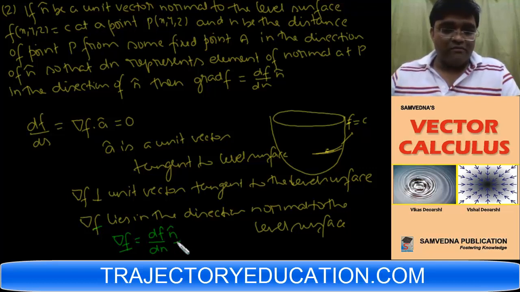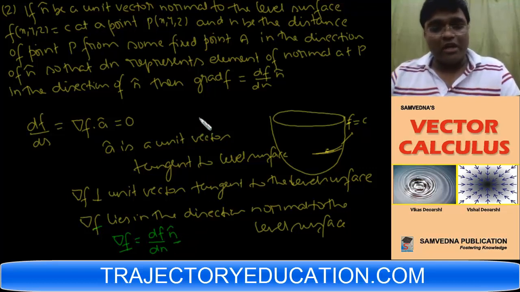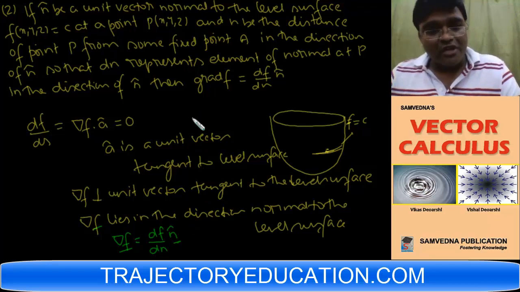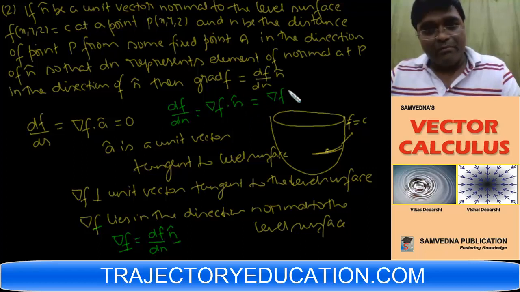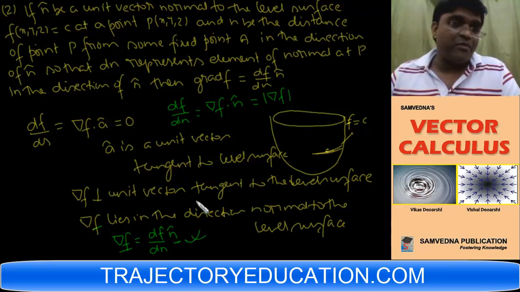If I am moving along the direction normal to the level surface, in that case your df by dn will be given by del f dot n, and since del f itself lies in the direction normal, this is nothing but the magnitude of del f. So I can write del f as df by dn, the magnitude, times the unit normal vector. So del f lies in the direction normal, so I can write it like this. This is yet another property.